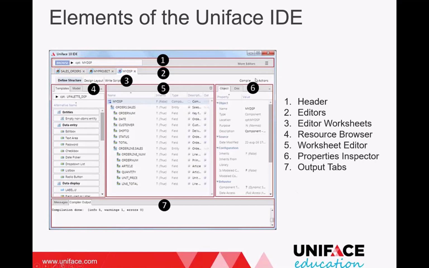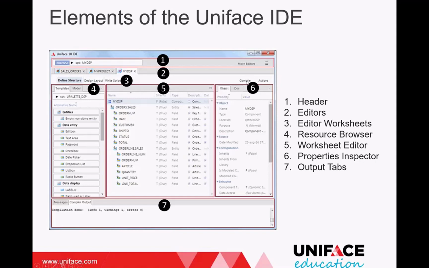So on a DSP, I have a structure. That's the structure of my component, which entities, what the nestings are, what the fields are. I then have a design layout tab. Working from left to right, I define my structure, I can then design my layout, that's the UI aspect, and then write script, where I get my containers to start writing proc script. So that's what you have there.